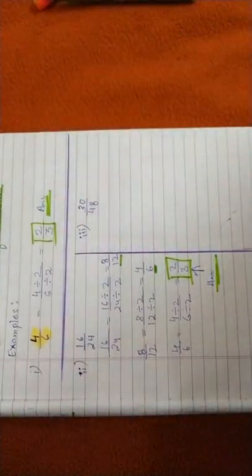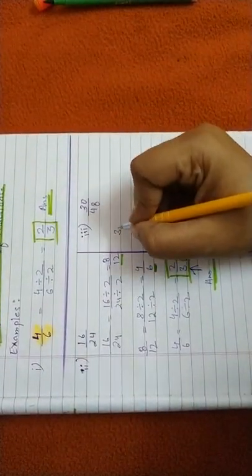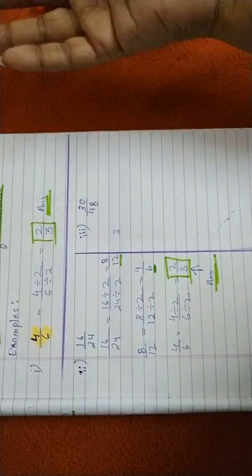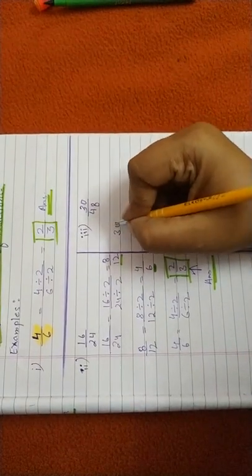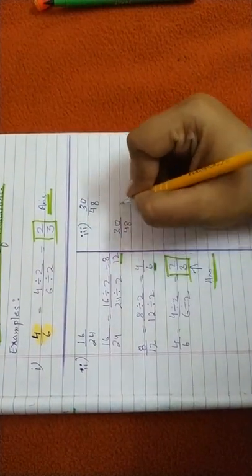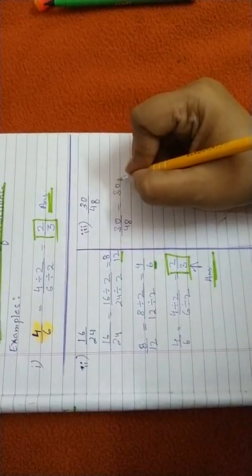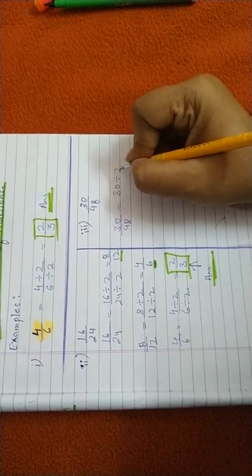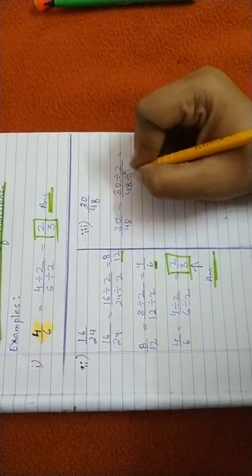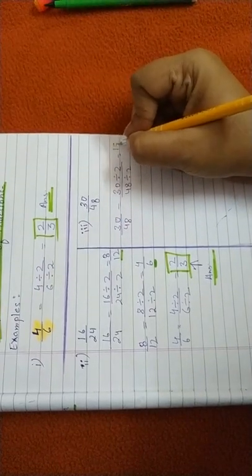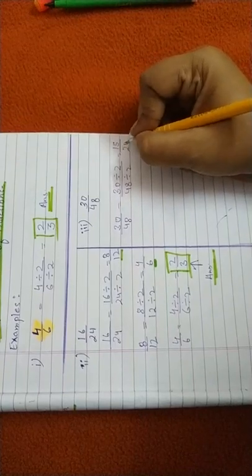30 upon 48. Children, divide this by 2. If it goes by 2, fine. If it is not going by 2, just check it with 3. If it is not going by 3, check it with 4. You have to do it like this. So 30 upon 48 is equal to 30 divided by 2, 48 divided by 2. So when we divide 30 by 2, what do I get? 15. And 48, I get 24.